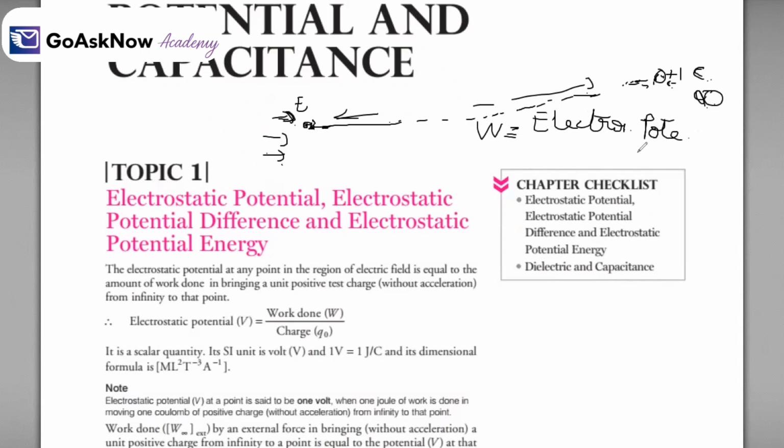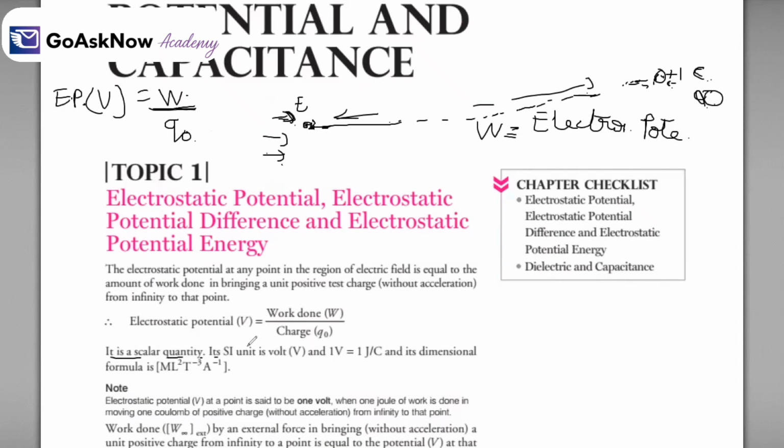So this is a term which is related to work done. We will denote electrostatic potential by capital V, that is equal to work done by unit positive charge, or work done upon unit positive charge, W over Q naught. That is related to work done. It is a scalar quantity.